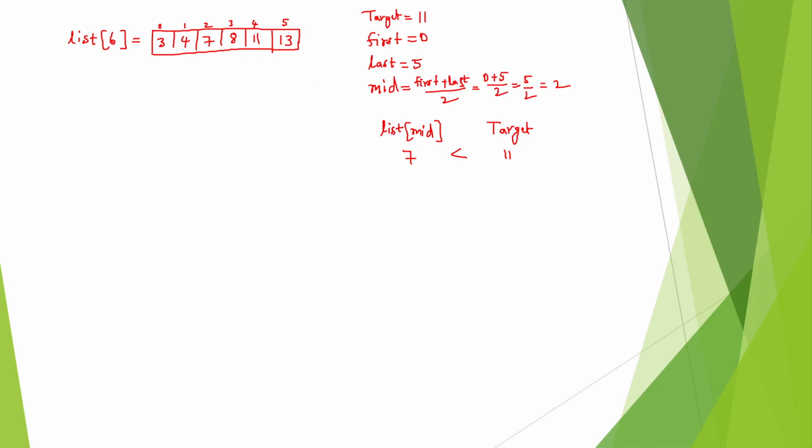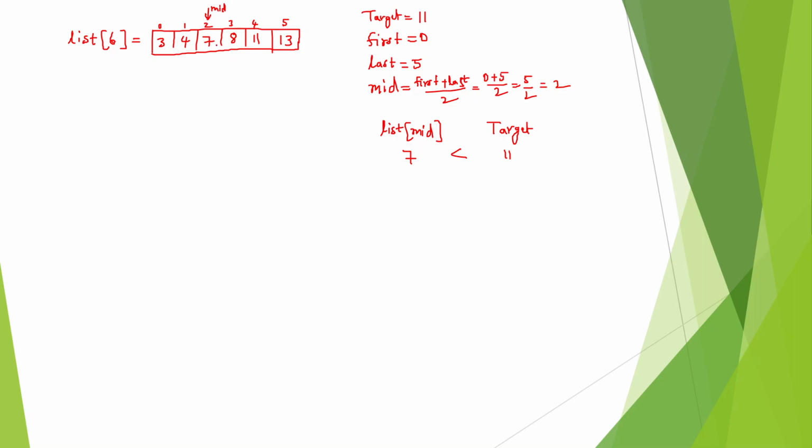There is a possibility that the target may be present in the second half, because we got the mid over here, near 2. This is your current mid, and it has divided the list into 2 parts, first half and second half. So as your target is greater than the list of mid, the possibility is that the target may be present in the second half.